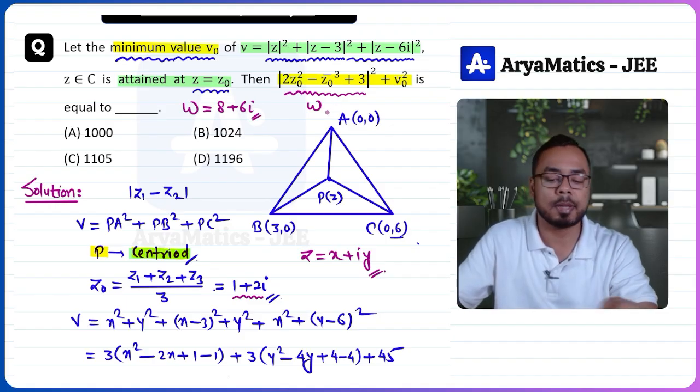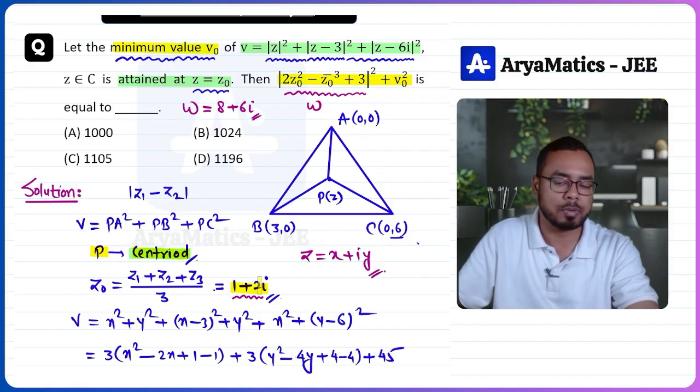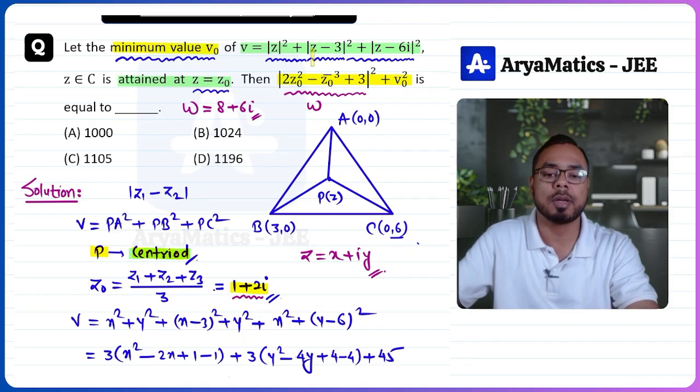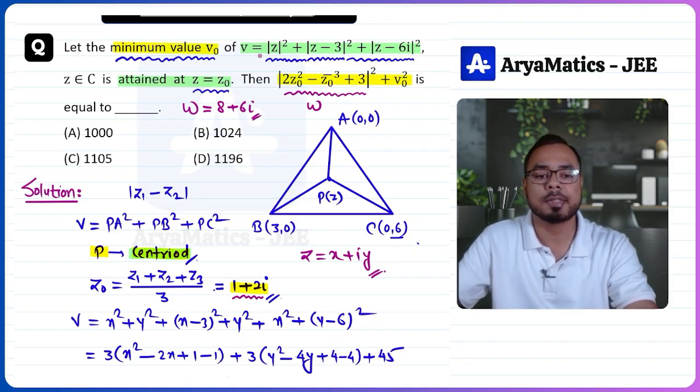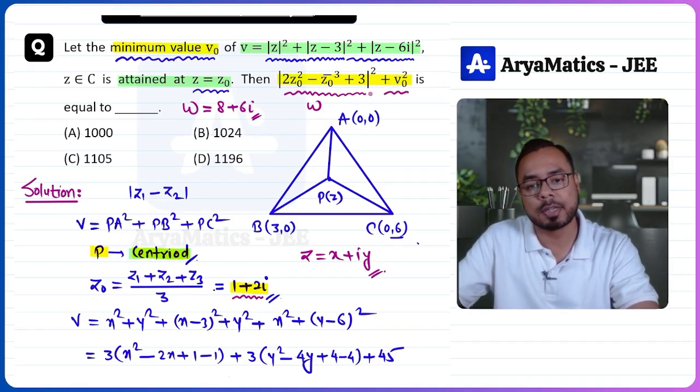Replace Z naught with 1 plus 2 iota, because Z naught will be the centroid of the triangle, or using the square completion method, in place of Z naught, we can write 1 plus 2 iota. And after simplification, you will get this complex number omega as 8 plus 6 iota. Now the question is, what is the value of this expression?